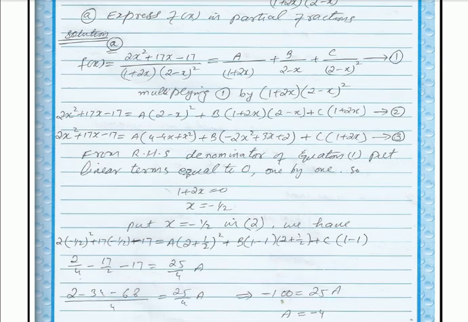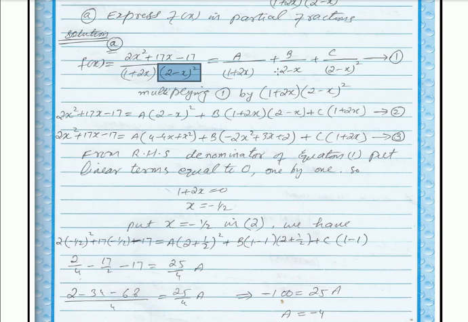So, in the solution section, first of all, we shall express the given function in the form of partial fractions: A over 1 plus 2x, B over... In partial fractions, if there is a linear term in the denominator, we write it as A over 1 plus 2x. Next is the power of the linear term, so we shall write it as B over 2 minus x.